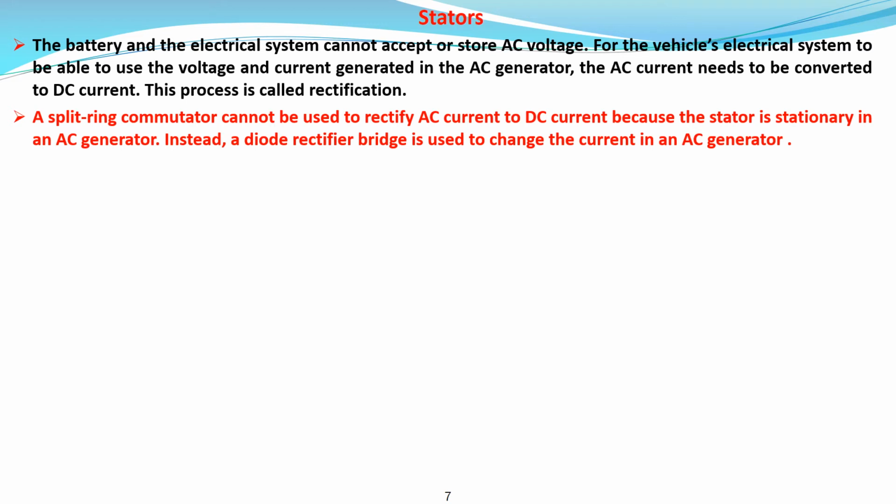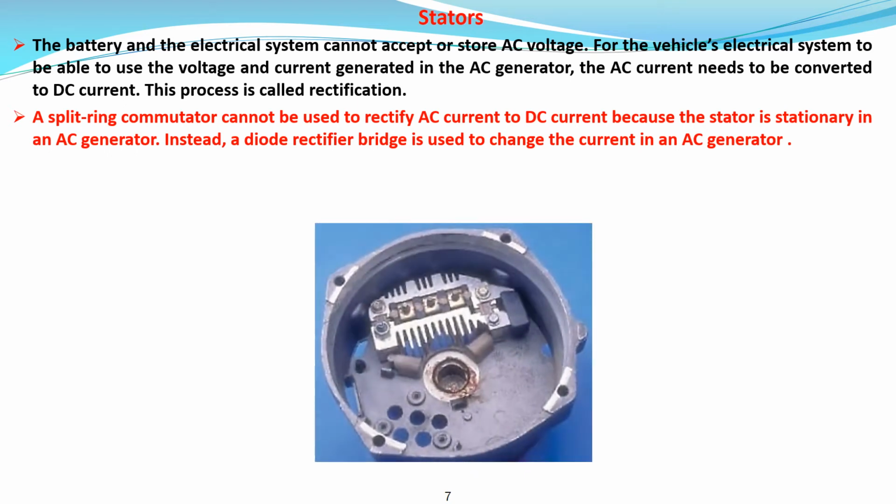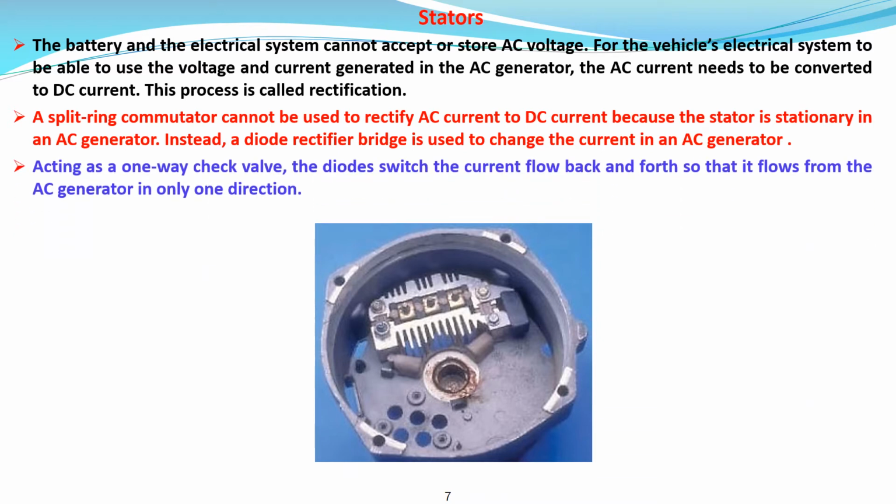A split ring commutator cannot be used to rectify AC current to DC current because the stator is stationary in an AC generator. Instead, a diode rectifier bridge is used to change the current in an AC generator. Acting as a one-way check valve, the diodes switch the current flow back and forth so that it flows from the AC generator in only one direction.